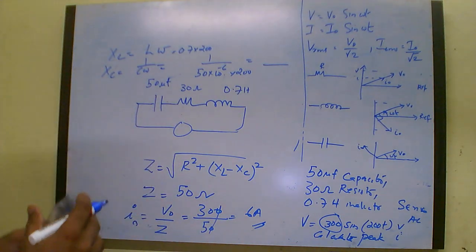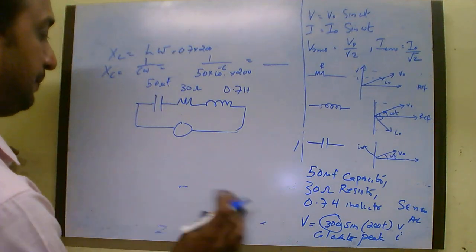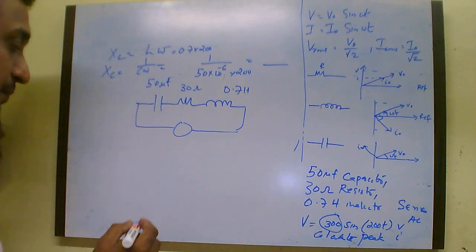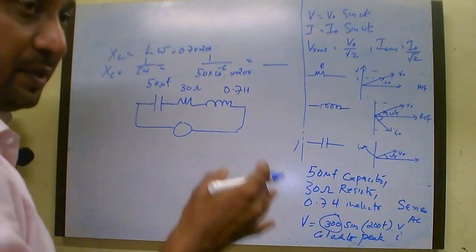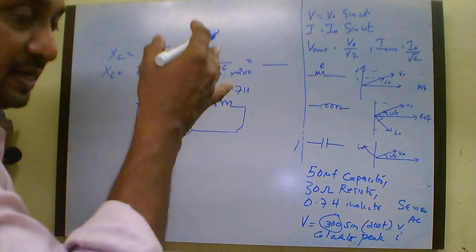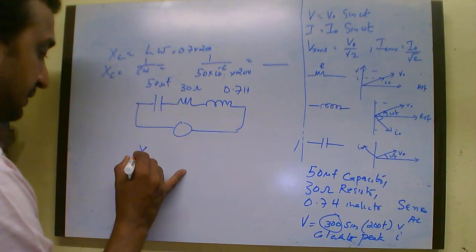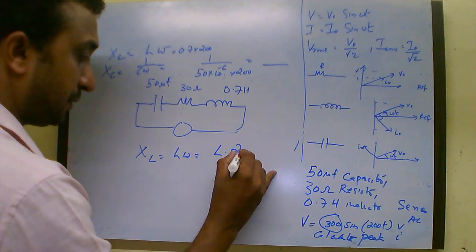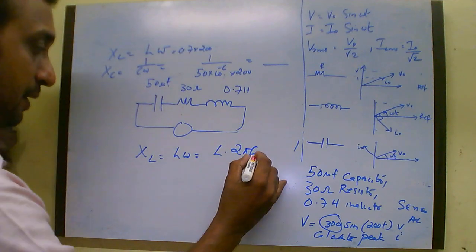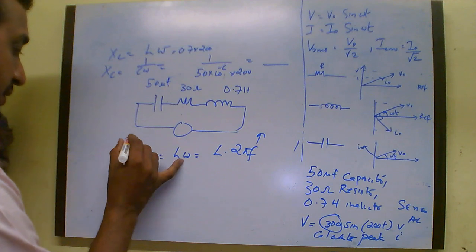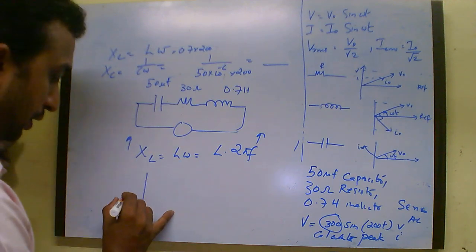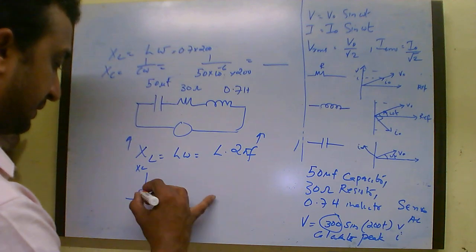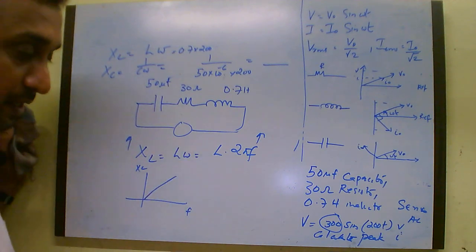Now another general question related to this will be, how do XL and XC vary with frequency? Or they will ask you to draw the graph between XL and frequency. See, XL is equal to L omega, and omega is 2 pi f, so XL equals L times 2 pi f. This means if f increases, XL will also increase. If you draw a graph with XL on one axis and frequency on the other, as f increases XL also increases, so you will have a straight line.